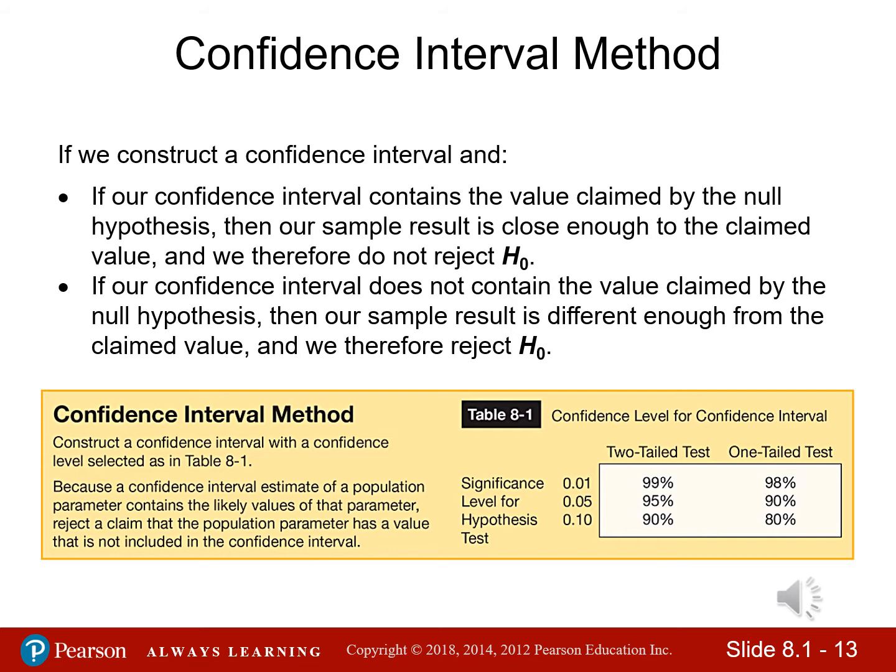If we construct a confidence interval, and if our confidence interval contains the value claimed by the null hypothesis, then our sample result is close enough to the claimed value, and we therefore do not reject our null hypothesis. If our confidence interval does not contain the value claimed by the null hypothesis, then our sample result is different enough from the claimed value, and we would therefore reject the null hypothesis.